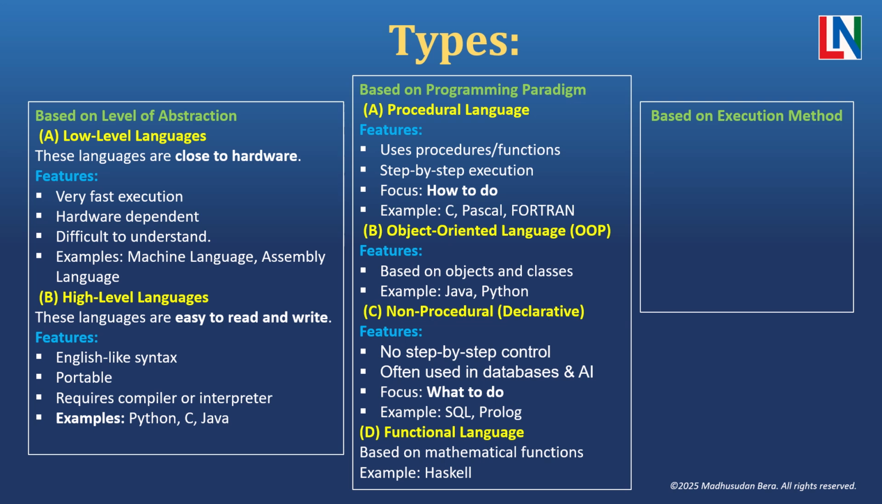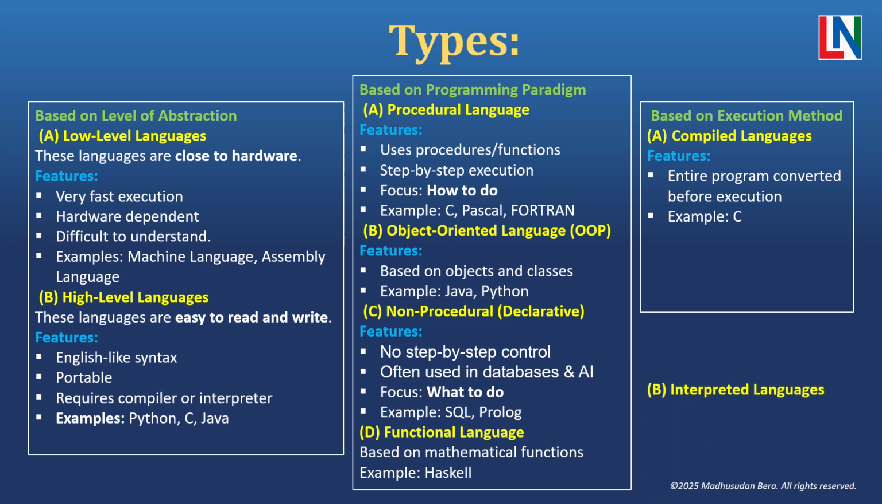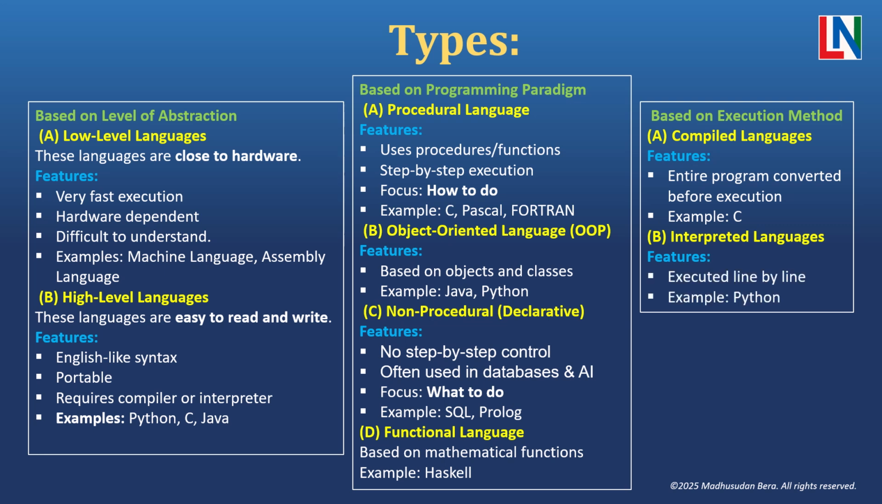Types based on execution method. Compiled language: the entire program is converted before execution, that is, from source code to object code. Example: C. Compilation is done at a time here. Interpreted language: here line by line conversion or execution is done. Example: Python.